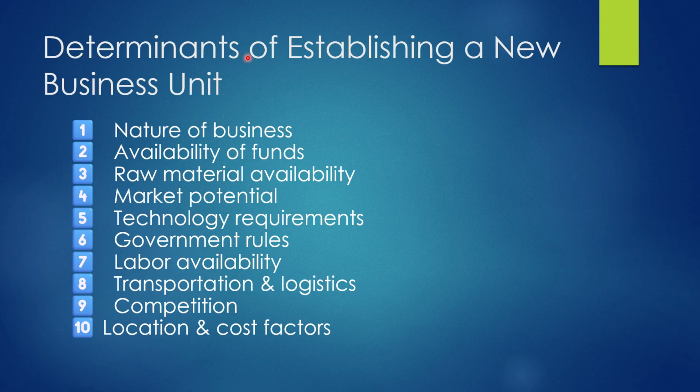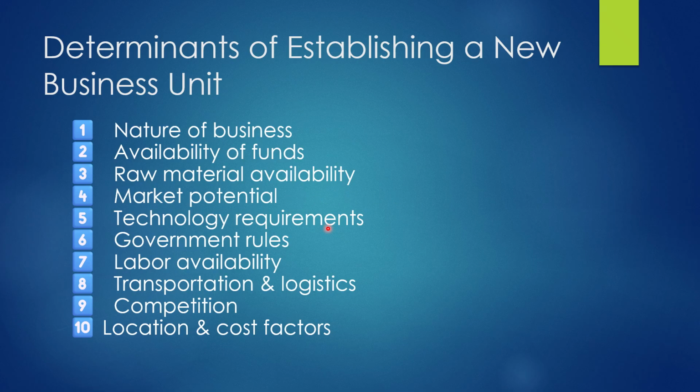Now coming on to determinants of establishing a new business unit, there are many factors that influence how a business is established. It includes the nature of business, like whether it is a manufacturing setup. Why? Because manufacturing needs more setup, services need less. Then is availability of funds, which determines business scale and the technology. The raw material availability, so we need to look at the proximity because it reduces the cost. Then is market potential, the demand determines the growth. If the potential is high, the growth would be on a higher side.